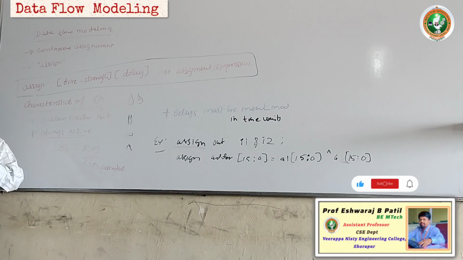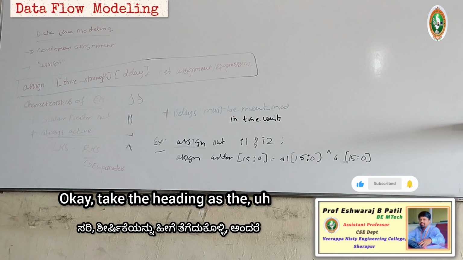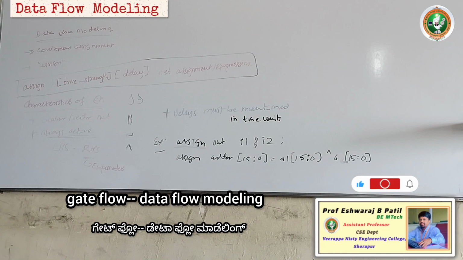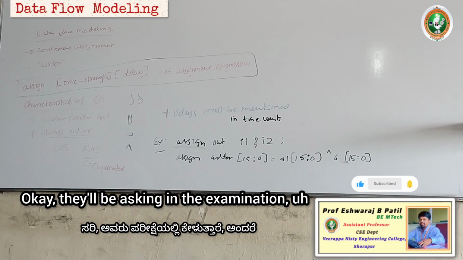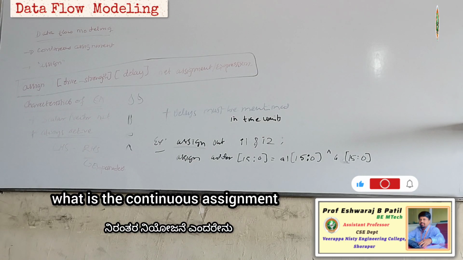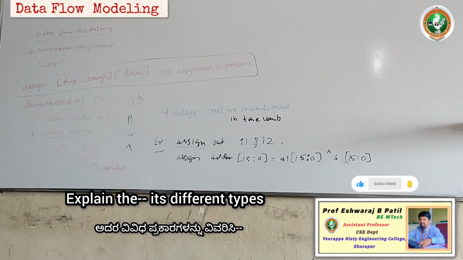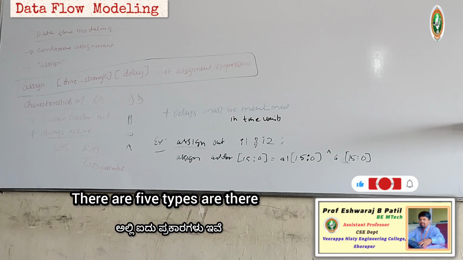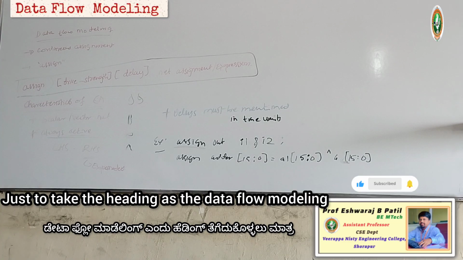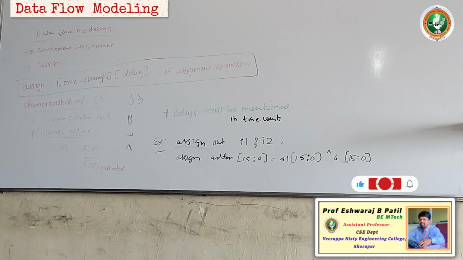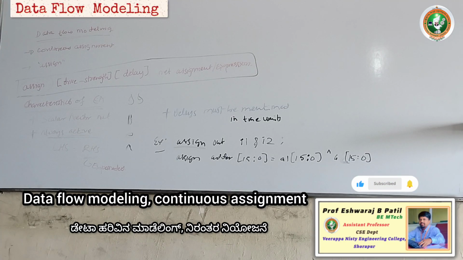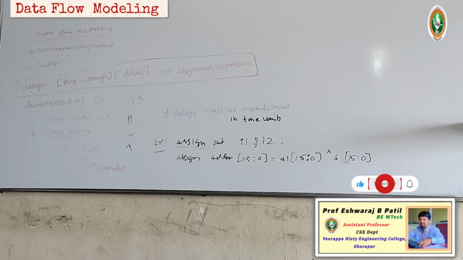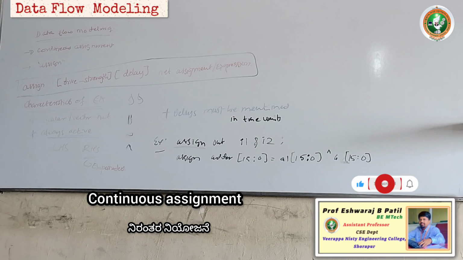Okay, don't worry. Take the heading as data flow modeling. They will be asking in the examination what is the continuous assignment and to explain its different types. There are 5 types. I'll be explaining. Just take the heading as data flow modeling, continuous assignment.